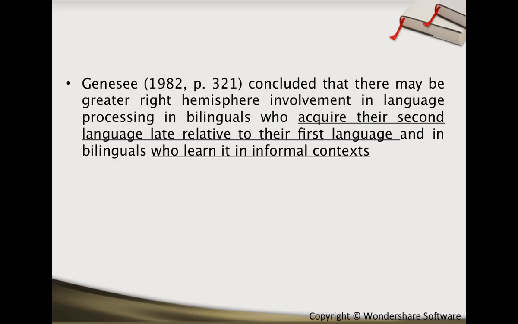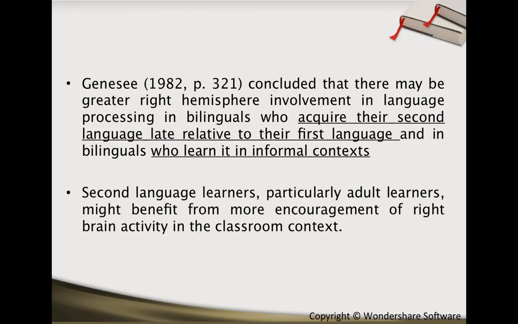And we're going to see in this today another principle, which is bilingualism. Second language learners, particularly adult learners, might benefit from more encouragement of right brain activity in the classroom context. And here we will see that with some approaches to second language learning, the natural approach and TPR, total physical response, are employed in the classroom for this purpose.